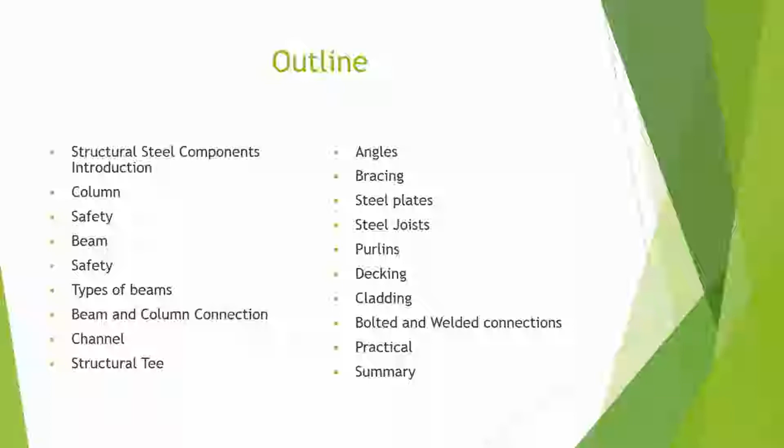Looking here, we got columns, beam and column connections. So right off the hop, we're going to see beam and columns connect in some manner. We got a channel, we got a structural T, and we'll keep on going down through steel joists, purlins, decking. All of these are steel components which make up a building or a structure in which we build as ironworkers.